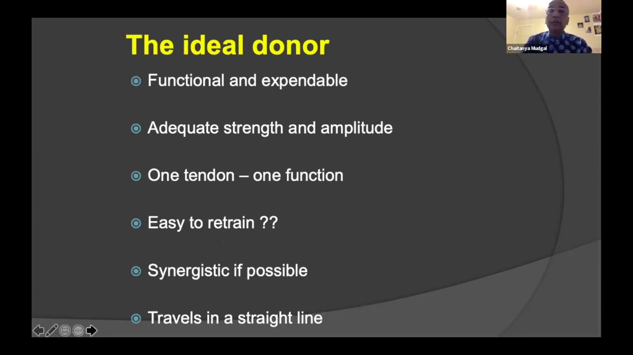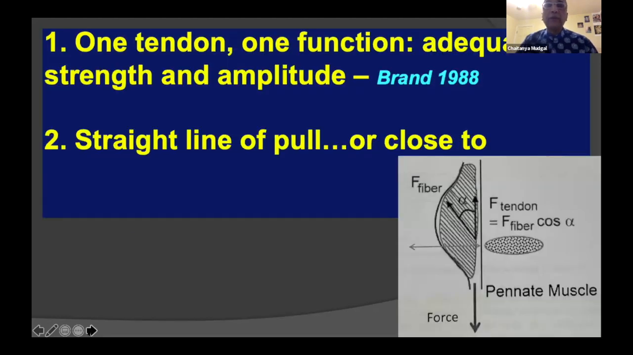The ideal donor should be functional and expendable, and like I said, should have adequate strength and excursion or amplitude. You want one tendon to do one function, not multiple functions. It should be easy to retrain, but Srikanth will get into that. Ideally, you want it to be synergistic. So what do I mean by one tendon, one function?